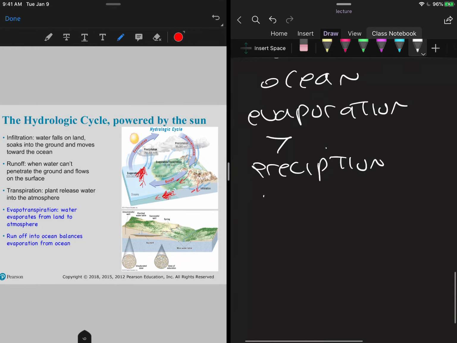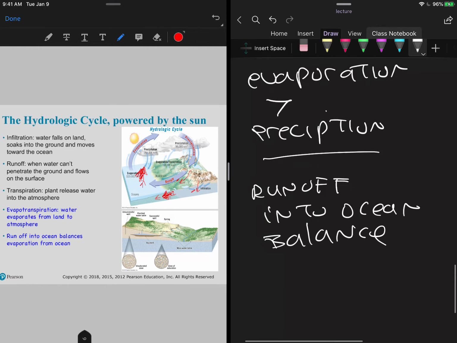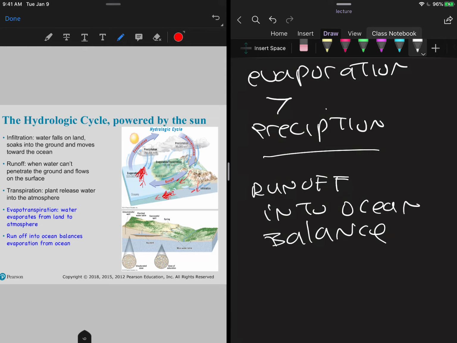So we say then that the amount of runoff into the ocean is balanced by evaporation from the ocean. So the runoff into the ocean is balanced by the evaporation out of the ocean.